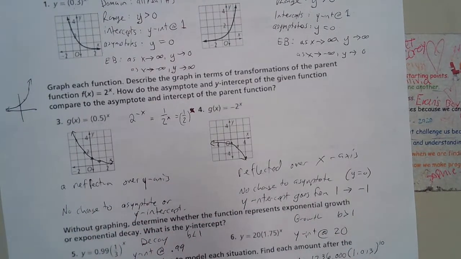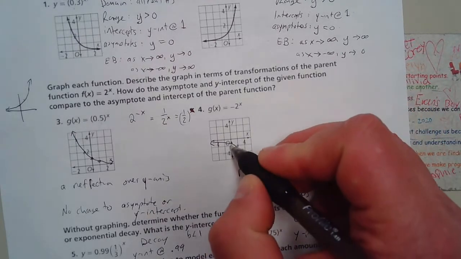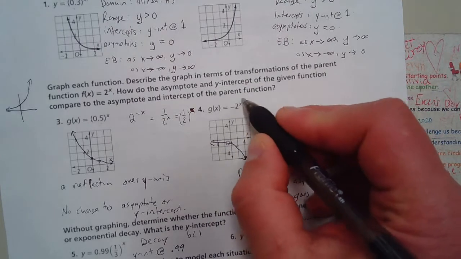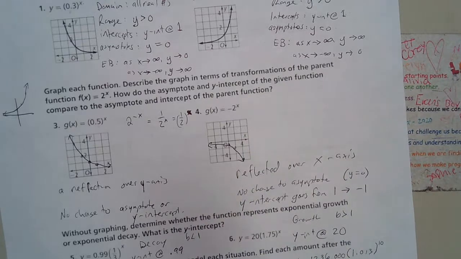For this stuff too, don't forget about what pluses and minuses do. If you throw a +7 on the end of this, it's going to shift everything up 7. If you put a -2 here on the x, that's going to shift it right 2. Or if you put +2, it shifts it left 2. So don't forget about the horizontal and vertical shifts as well.